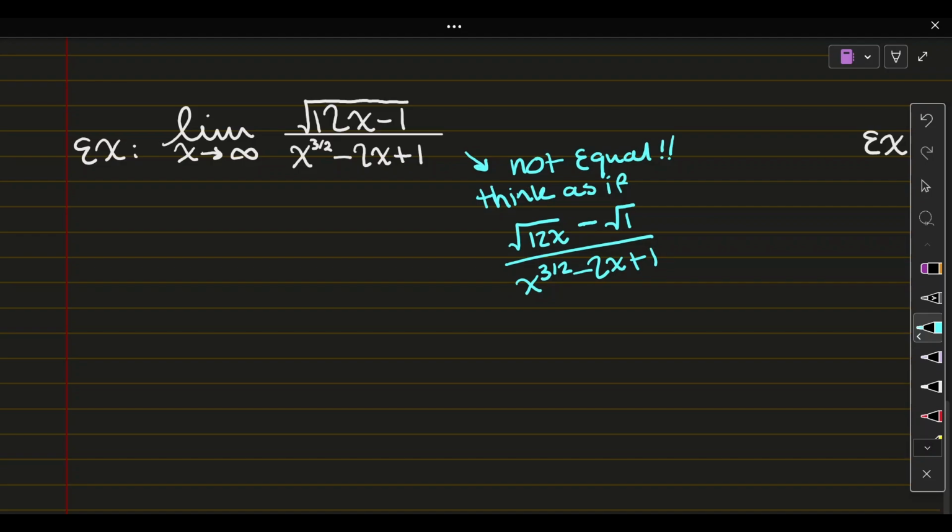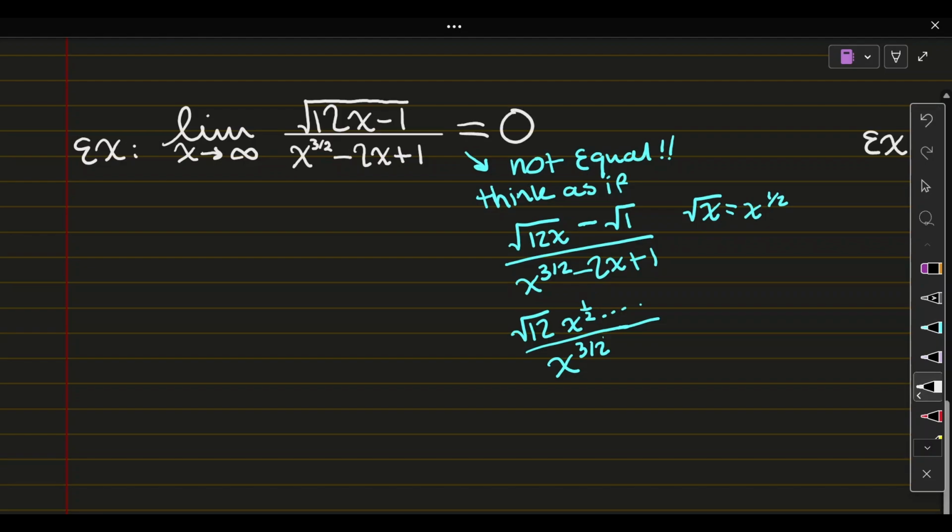Now, this is the same as the square root of 12 times x to the 1/2, right? Because the square root of x is the same as x to the 1/2. So I have the square root of x, whatever comes after this, it doesn't matter. And then x to the 3 halves is in the denominator. 3 halves is clearly larger than 1/2, so this is bottom heavy, so this will go to 0. So this limit is equal to 0.